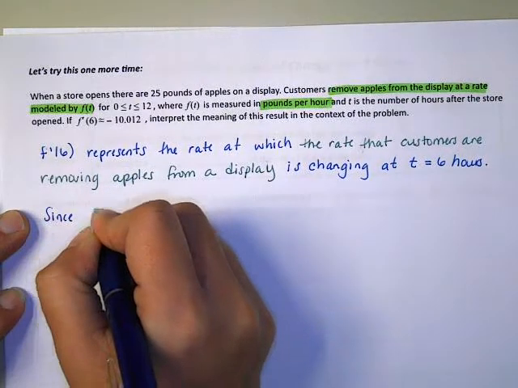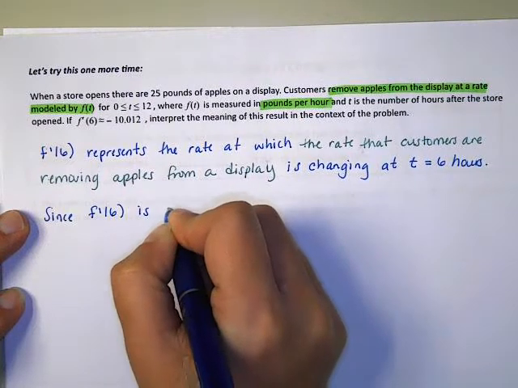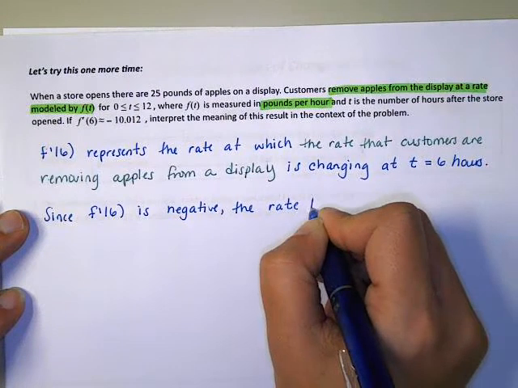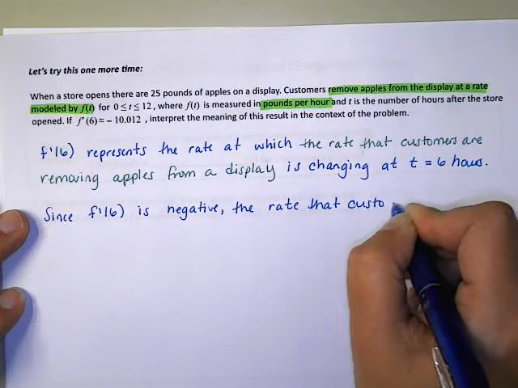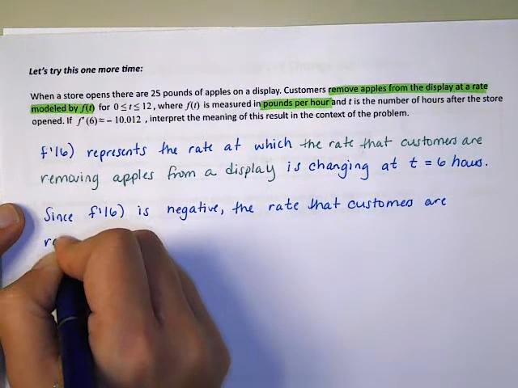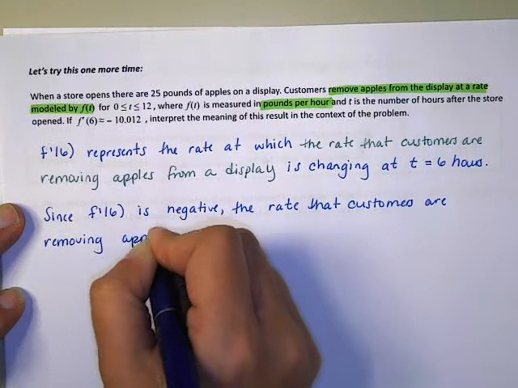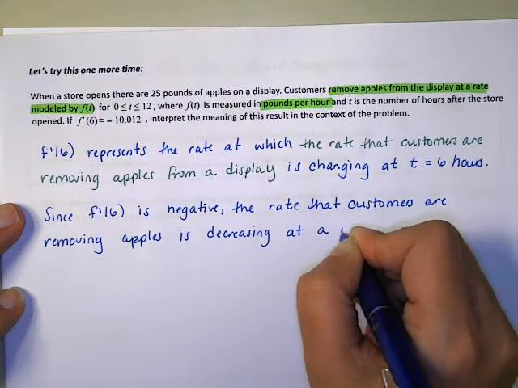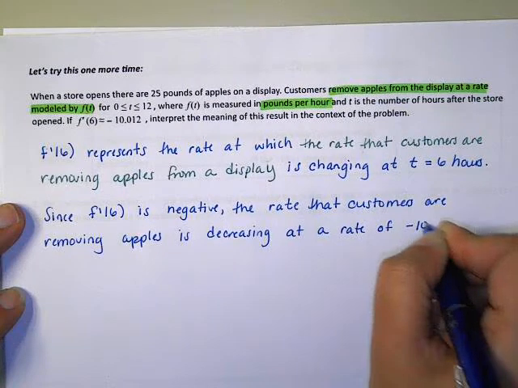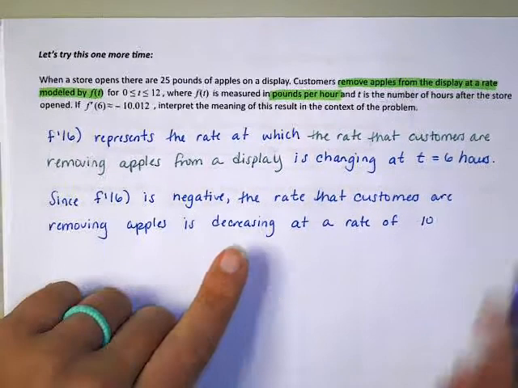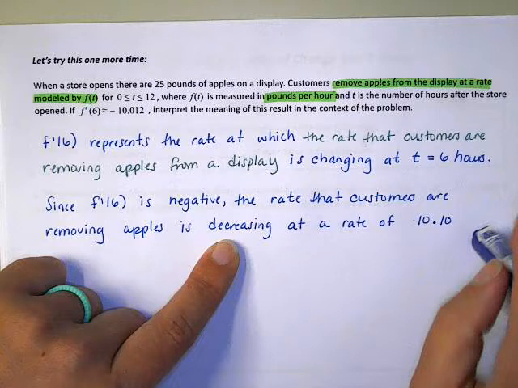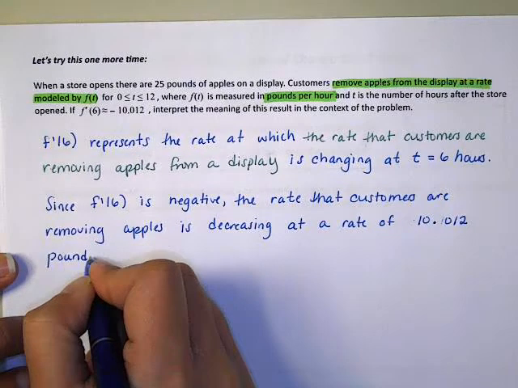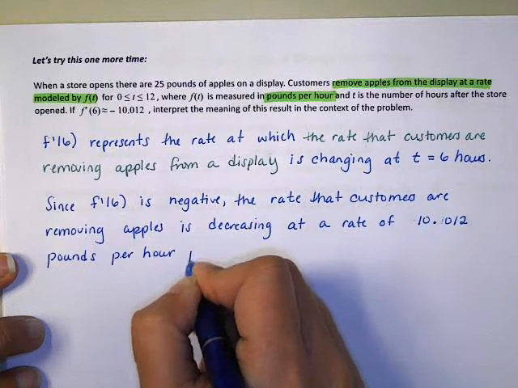Well, since f prime of 6 is, in this case, negative, the rate, the thing that we measured, that customers are removing apples, is decreasing. At what speed? At a rate of, we don't need to have the negative here because we already used the word decreasing, 10.012 pounds per hour per hour.